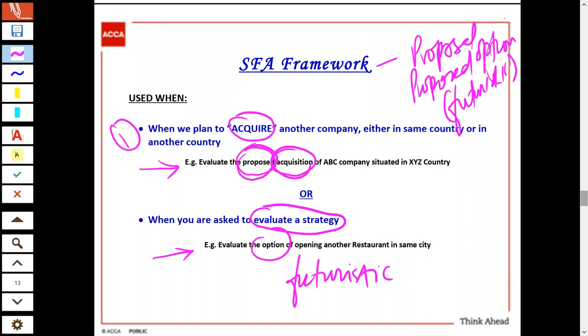Whenever we have to analyze a proposed strategy or a proposed option, anything futuristic, any future acquisition plan, all these are the keywords where we need to apply the SFA framework. And also, judging from the marks, you can also understand, because normally SFA carries heavy marks because it's a big model. Something I would say 15 plus marks, 18 marks, 20 marks. Okay, so this is the kind of marks SFA has.